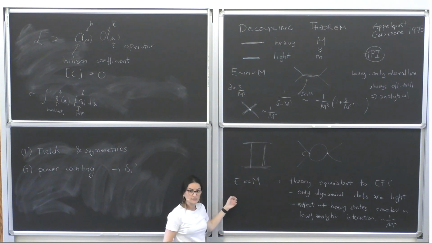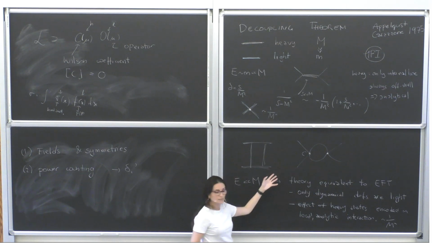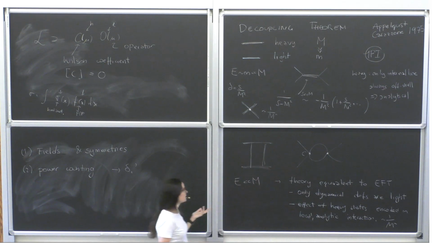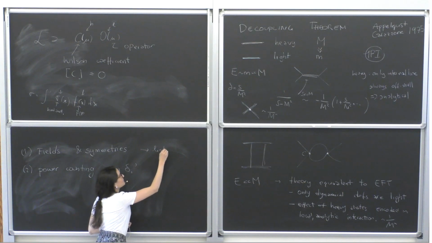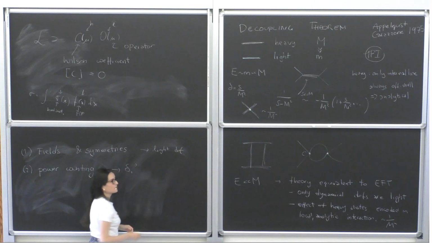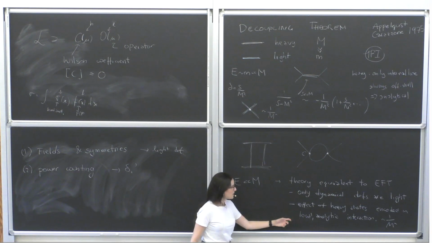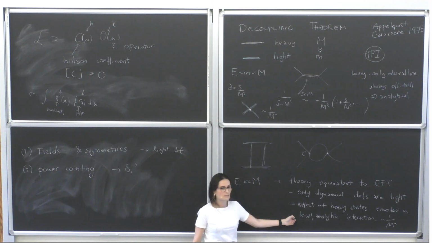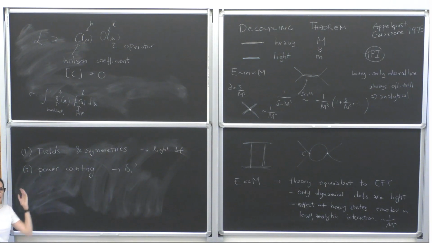But the true power of this thing is that you can reverse it. Because this theorem holds, you know that you can always take a theory where you define only the light degrees of freedom. So who are your light degrees of freedom that are running into your theory? What kind of symmetries do they have? What rules do they need to respect? And then you can make them interact with these interactions that are suppressed by 1 over m, and then construct the EFT from the bottom up.